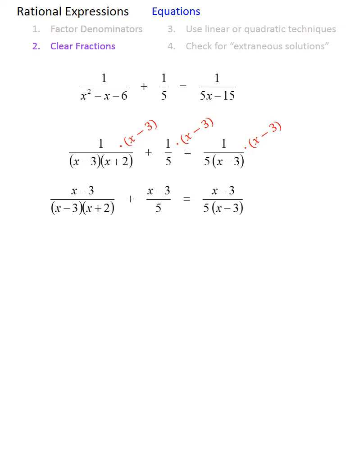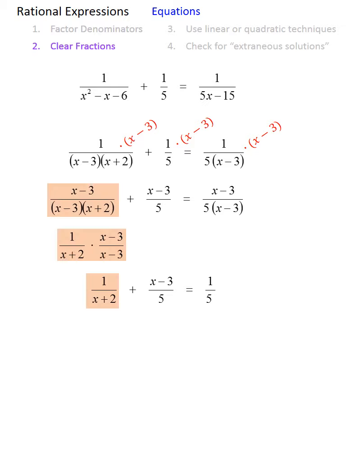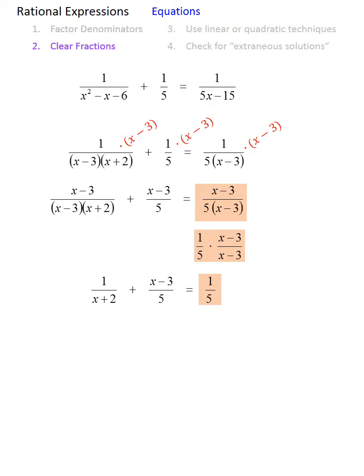And now I can reduce. Well, it turns out the terms in this equation reduce to these terms. Let me remind you how this works. By simply rearranging the factors, interchanging them, I was able to get 1 over x plus 2 times what is effectively 1, x minus 3 over x minus 3 being a version of 1, and thereby reducing this term here. You'll notice the reduction here by the same logic.